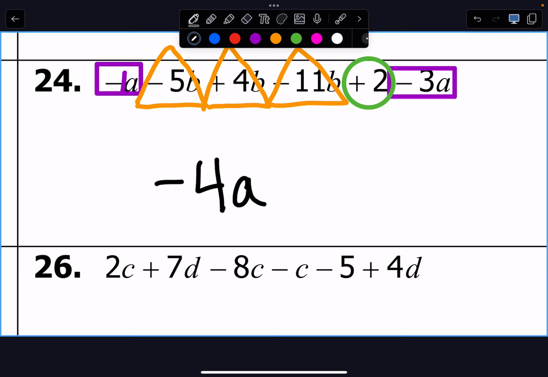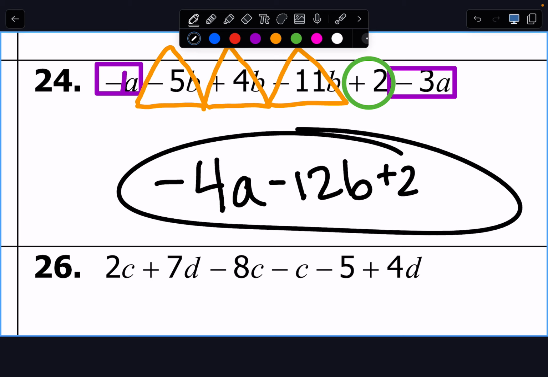Okay, negative 5B plus 4B minus 11. What's negative 5 plus 4 minus 11? Negative 12B. And then what do we do with the plus 2? Plus 2. Oh, it's just plus 2. Turn the page.